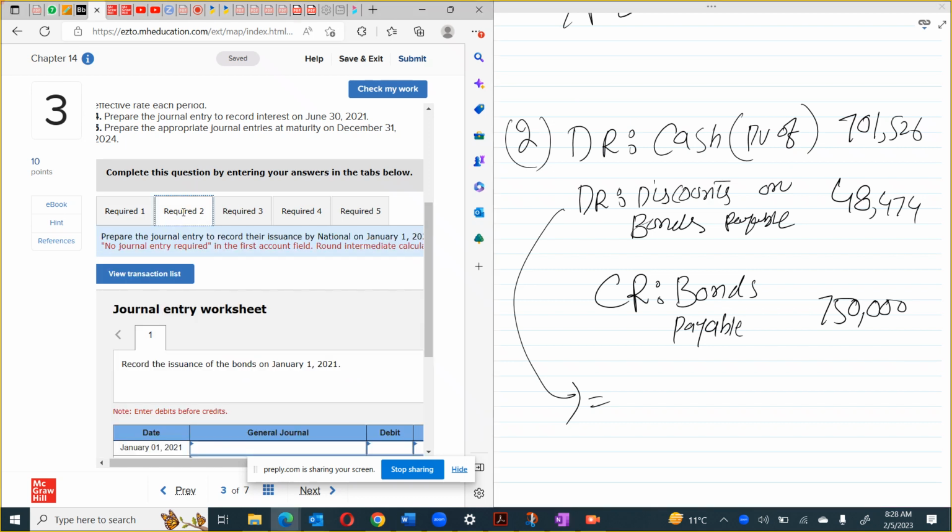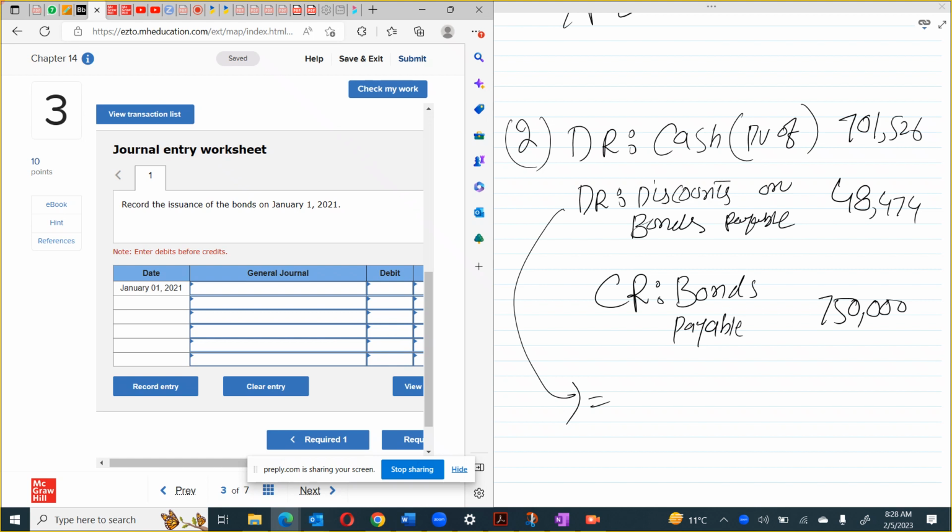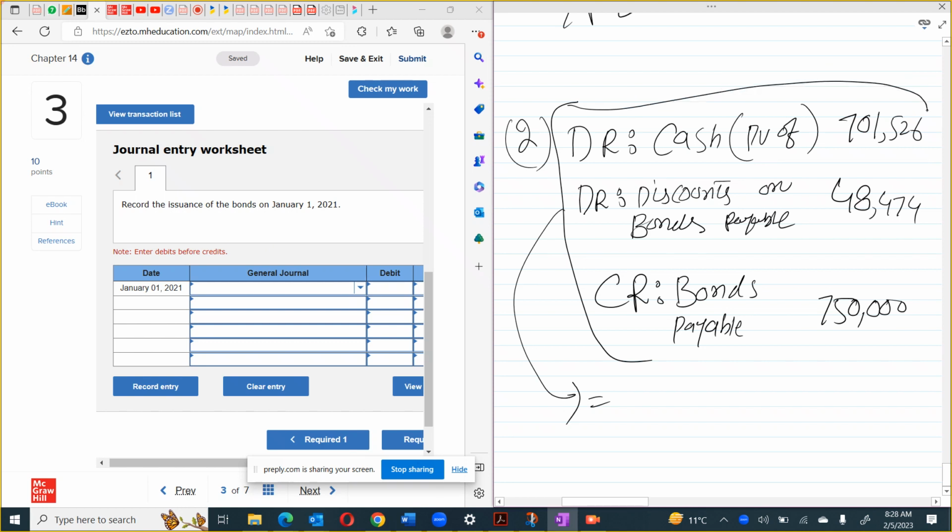Now I have the entry in my mind. I know the amounts. I will quickly go to the question and put the amount as I have written. You will see the answer. Now I will record the issuance of bond. Remember, this entry is at issuance.